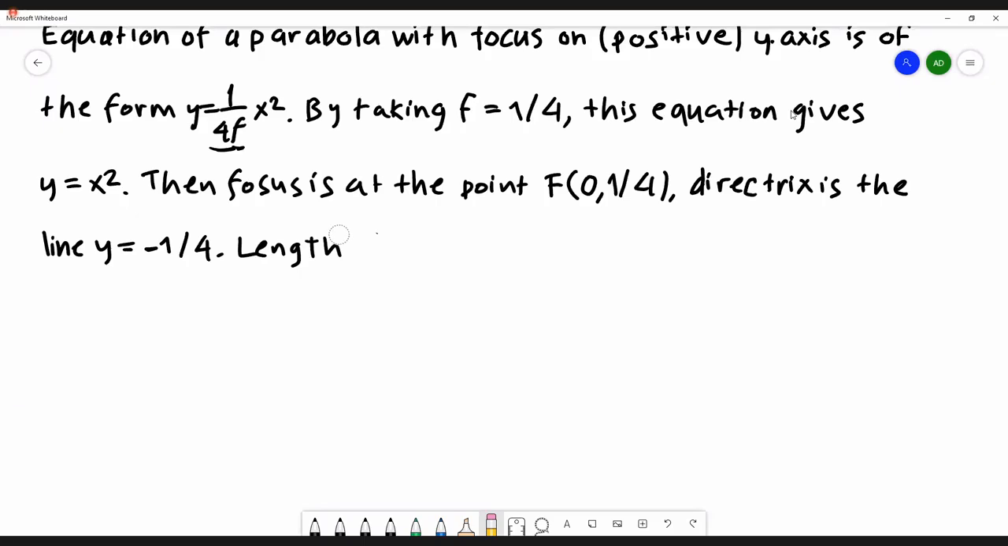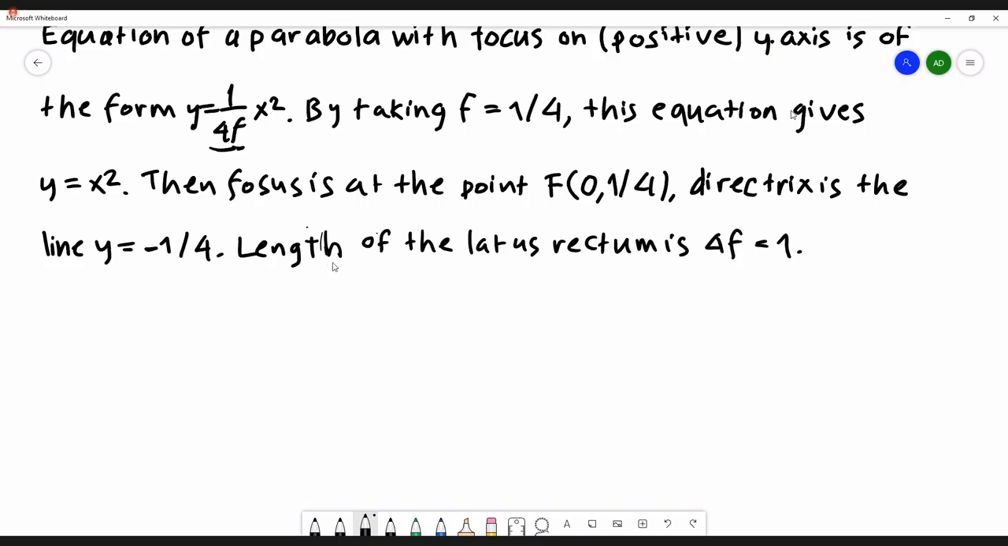We need here the length of the latus rectum, which is 4f, which is equal to 1 in this question.